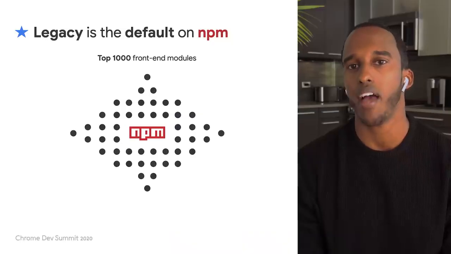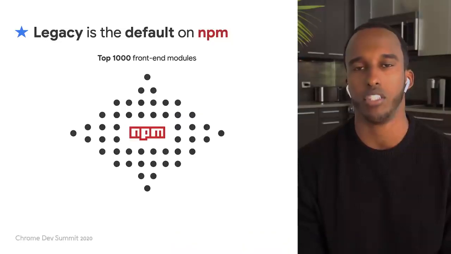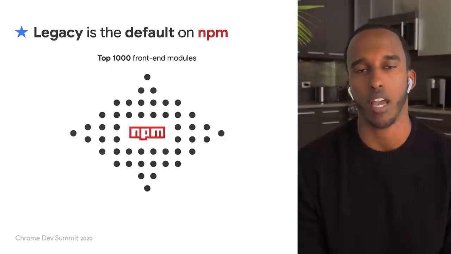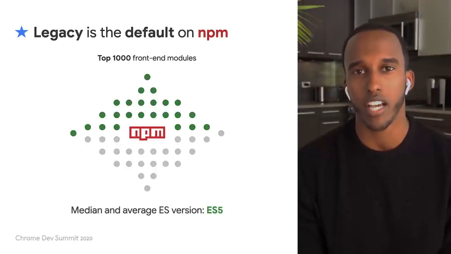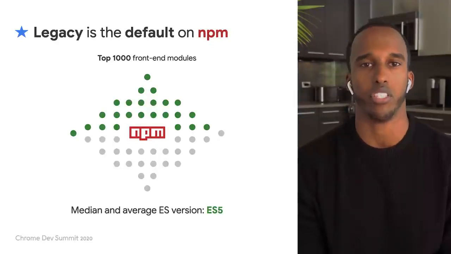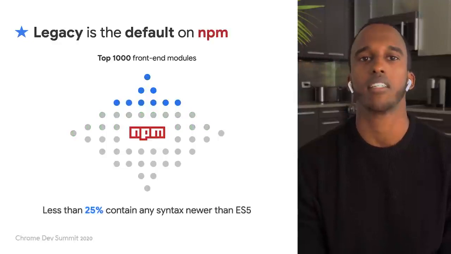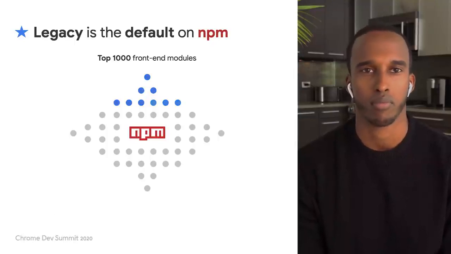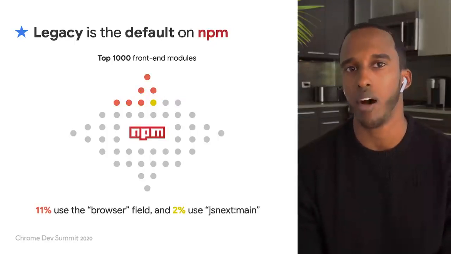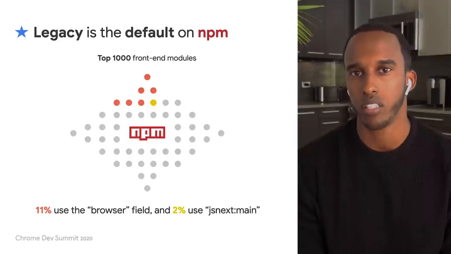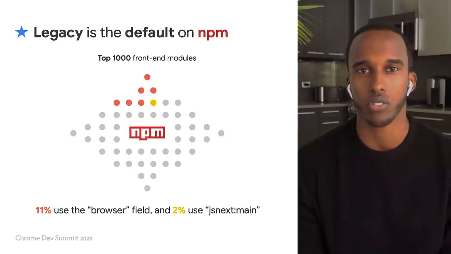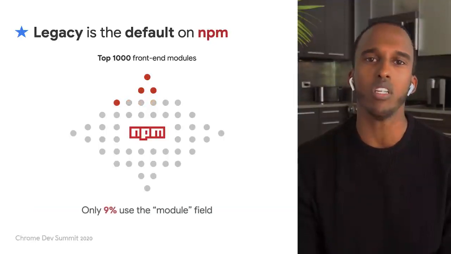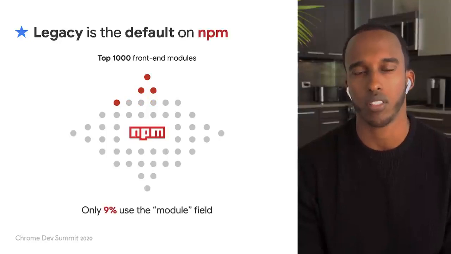Yeah, and a big part of that scale comes from how prevalent this issue is on NPM. If we take a look at the top 1,000 front-end modules on the NPM registry, the median syntax version is ES5. The average is also ES5. In fact, less than 25% contain any syntax newer than ES5. Only 11% of modules use the browser field, and 90% of these point to ES5. 2% of modules have a JS Next main field, and all but one are ES5. And only 9% of modules use the module field.